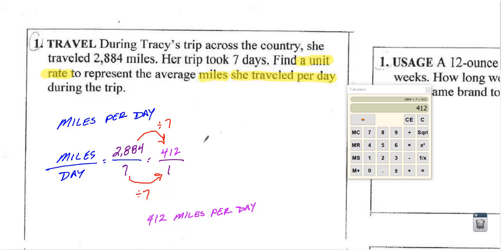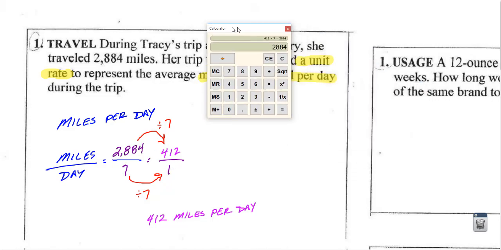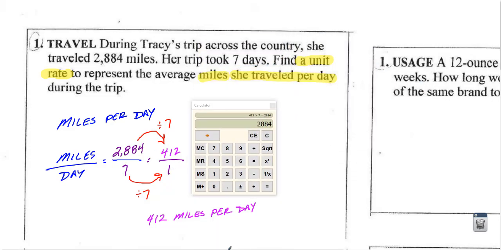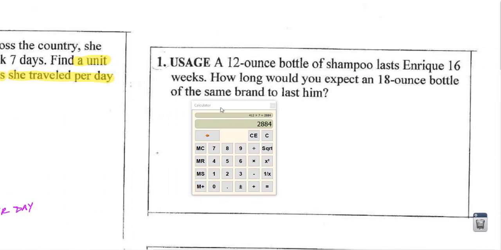And I could check. I can multiply 7 times 412. Let's take the 412 and multiply by 7. Yep, that's the 2,884. That would be those two multiplied together. All right, let's show the calculator over there, and let's look at the next problem.